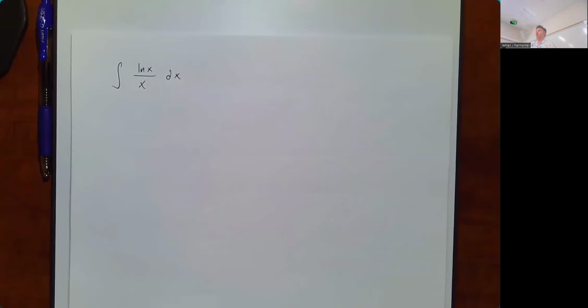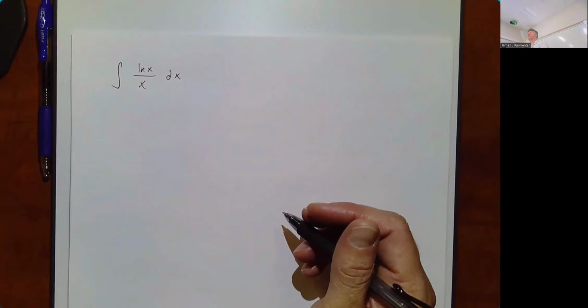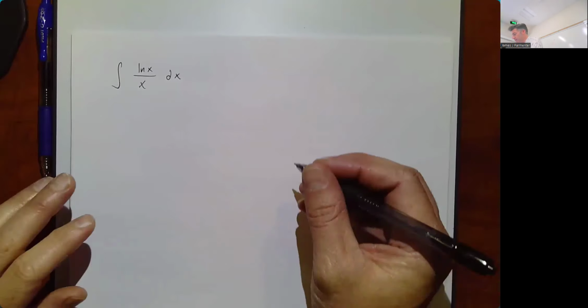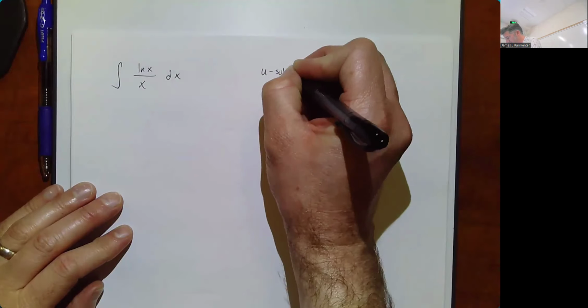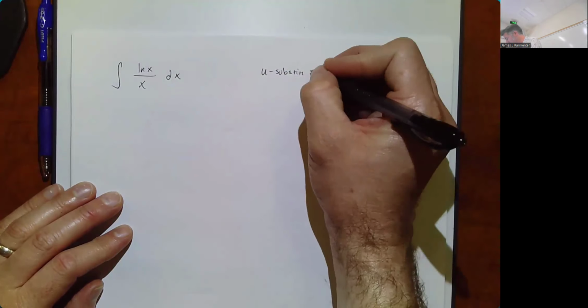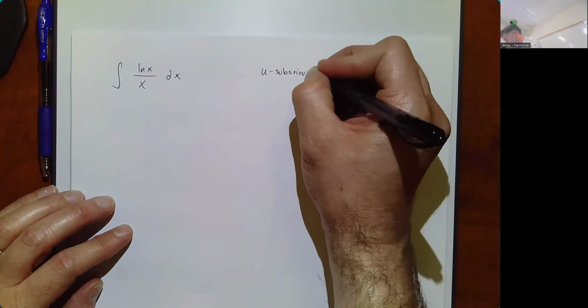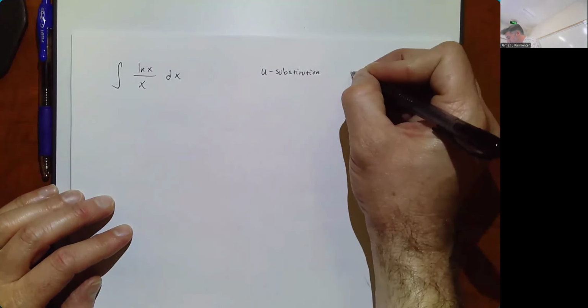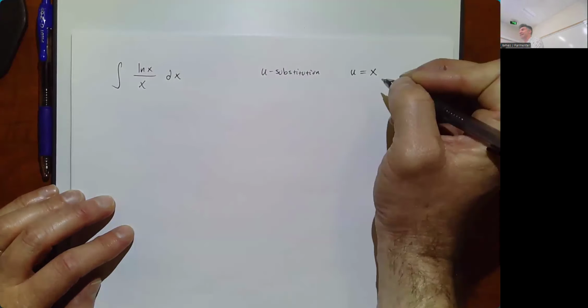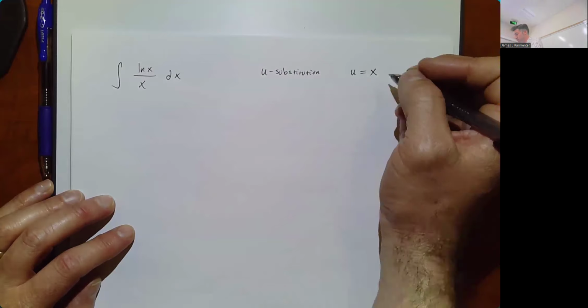The antiderivative of the natural log of x over x. What's a good choice for u here? Well, there's not a lot of choices. What are my options? ln of x is the right choice, but I'm going to explore the wrong choice for just a second, because I want you all to see that for a u substitution, u equal to x is never the right choice.